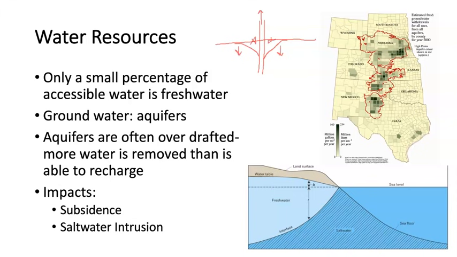Saltwater intrusion can also occur if an aquifer is near a coastline. Notice we've got fresh water right here, underground. This is your aquifer. Saltwater is out here. As we pull water up out of the aquifer, pressure is put on the nearby saltwater, which can pull it in. If the saltwater is mixed in with that fresh water, it can make it unusable.